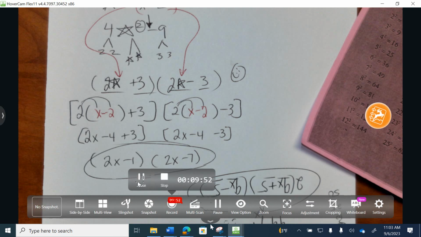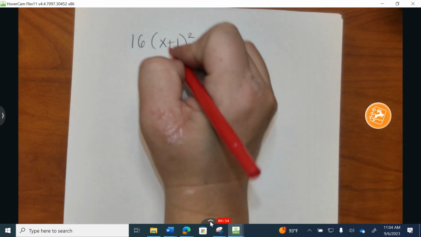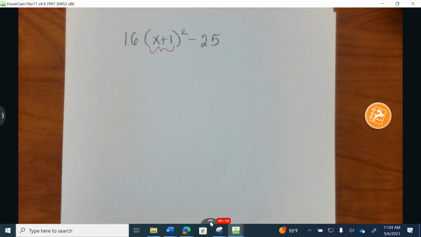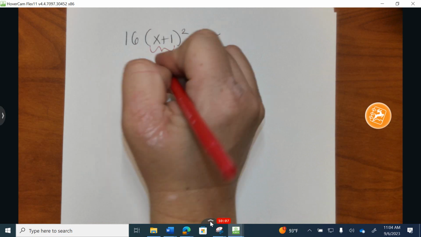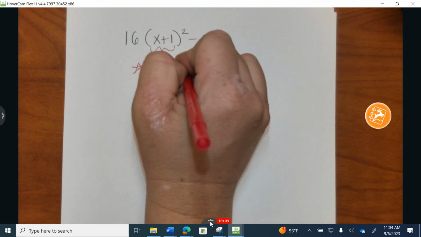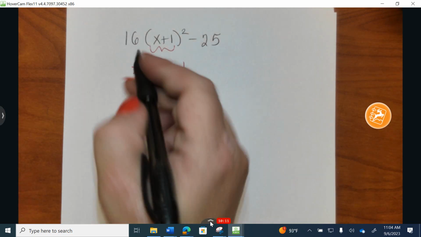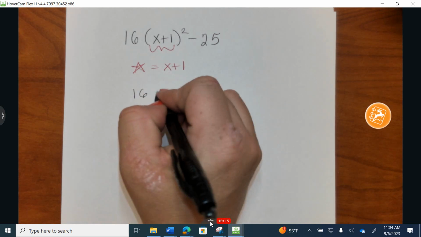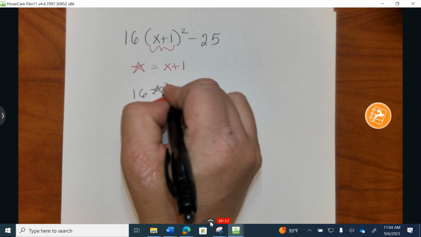So similar to the last problem, I want to take this portion out. And later on, you may use something called substitution in math. Right now, we're going to use something that's not a letter, so it's not a variable that you're used to. Let's use a star. We could use any symbol that we want. And I'm going to rewrite this, but instead of putting the expression x plus 1, or that quantity, I'm going to replace it with star.